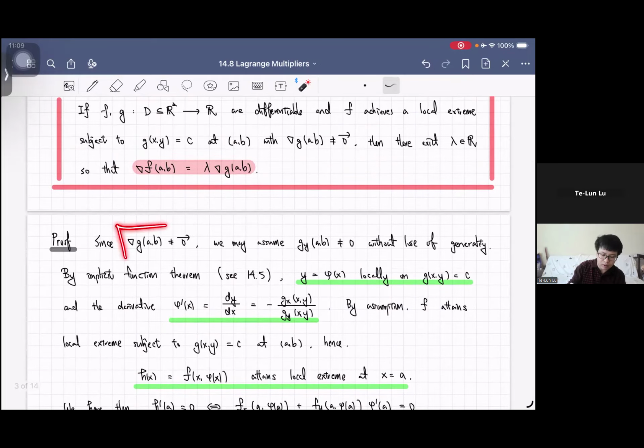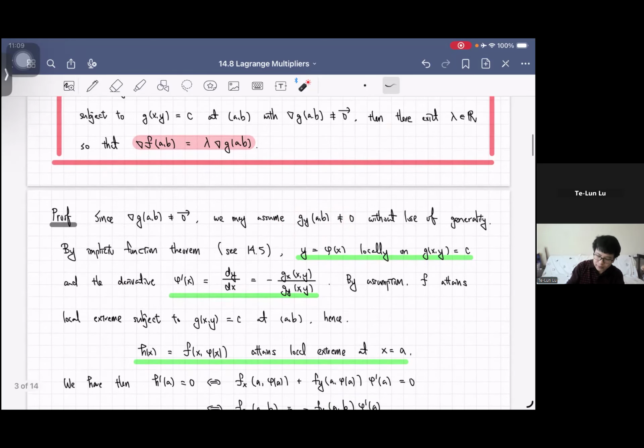Suppose first that, obviously, the gradient of g is non-zero, that is the assumption. So we can assume, say, gy is non-zero. Of course, you can perform the same algebra if we're doing gx. But suppose gy is non-zero, then we have that y is locally solvable for x, right? y is equal to phi of x locally near the point, where g of x, y is c.